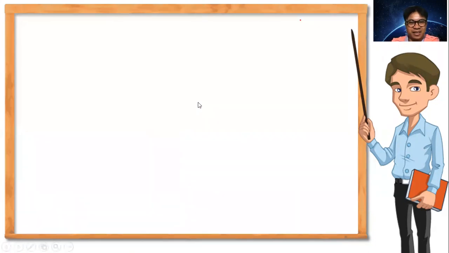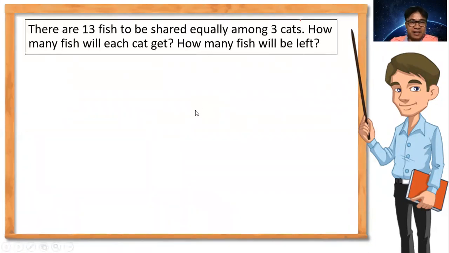Another example here. There are 13 fish to be shared equally among 3 cats. Question, how many fish will each cat get? Then how many fish will be left? So this is division with remainder.